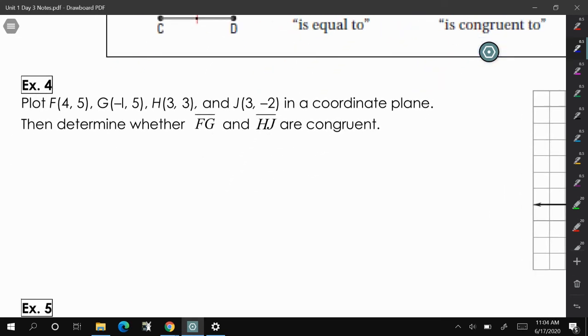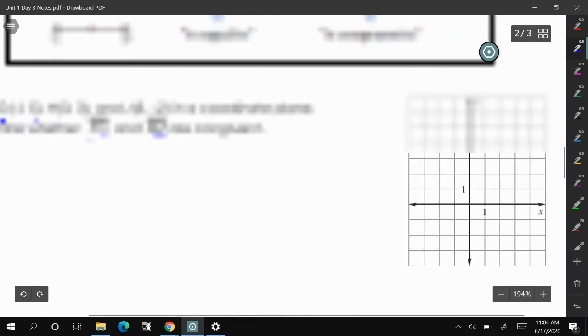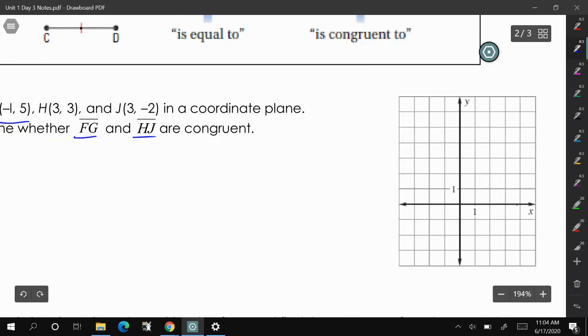All right, in example 4, we're going to plot these points in the coordinate plane and determine whether segments FG and HJ are congruent. Let's plot FG first. 4, 5. 1, 2, 3, 4, 5. 1, 2, 3, 4, 5. And negative 1, 5. So here's FG. And then we have H is at 3, 3. And J is at 3, negative 2.